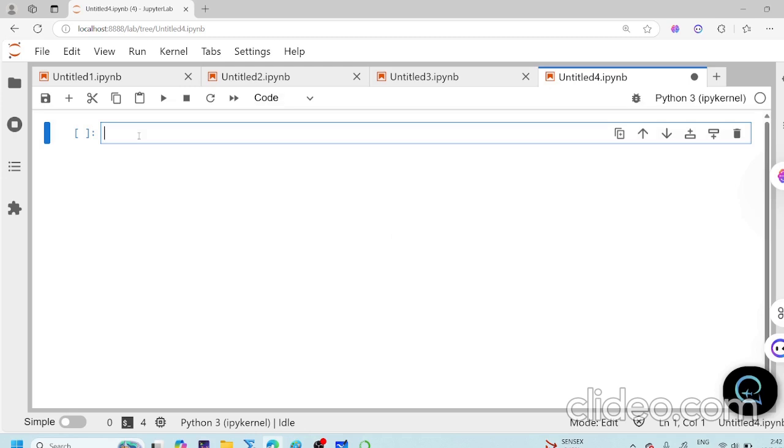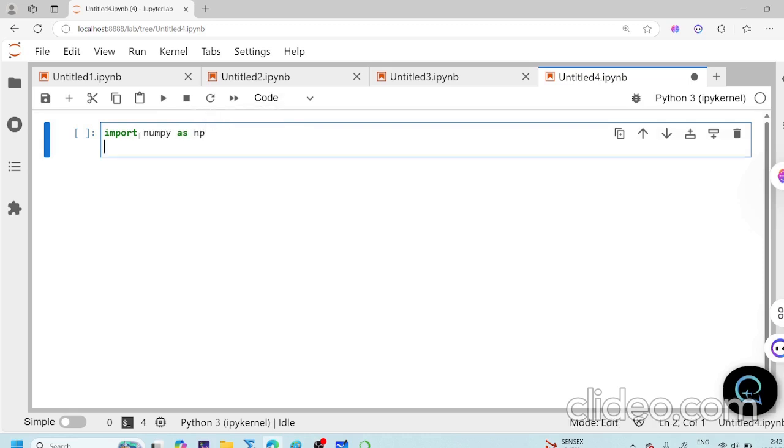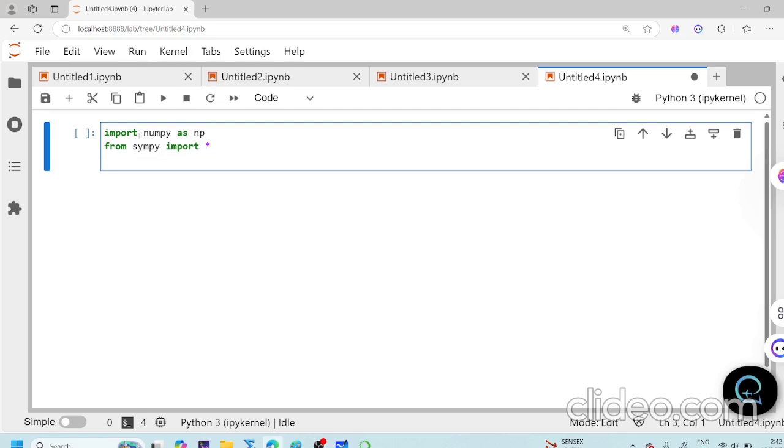So as I said earlier, first I should call numpy and simpy. For numpy, import numpy as np. This is the standard format we generally use. For simpy, you can write import simpy. That is one way. Another way, from simpy import star. So this library function contains more instructions than just import simpy. So practice to use this library function from simpy import star. This syntax you have to practice.